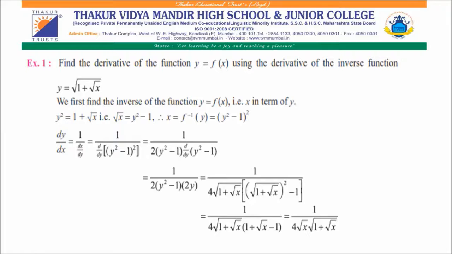So at last it will become 1 upon 4 under root of 1 plus root x, 1 plus root x minus 1. On doing the whole square of 1 under root of 1 plus root x, we get 1 plus root x minus 1. 1 and 1 will also cancel out. We get 1 upon 4 root x under root of 1 plus root x. Okay.